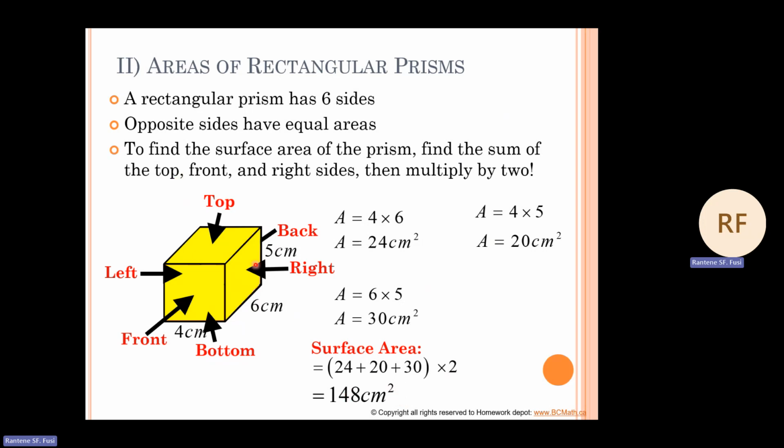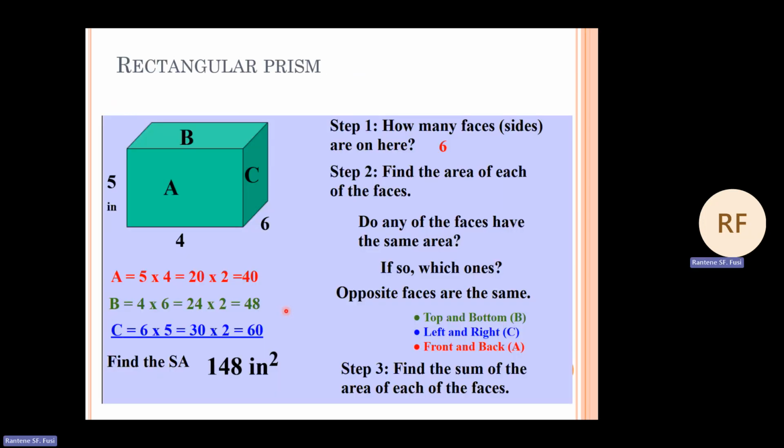Sometimes the question may be given where the units are not the same. It is important that you must have all of them having the same units. Very important. Another example, almost the same as that one. What is very important is that you've got 3 steps that one can follow. You always have to know how many faces the object has. In this case, it's still a rectangular prism, so it's got 6. Then step 2, you find the area of each face. Of course, we said that opposite faces have the same area.